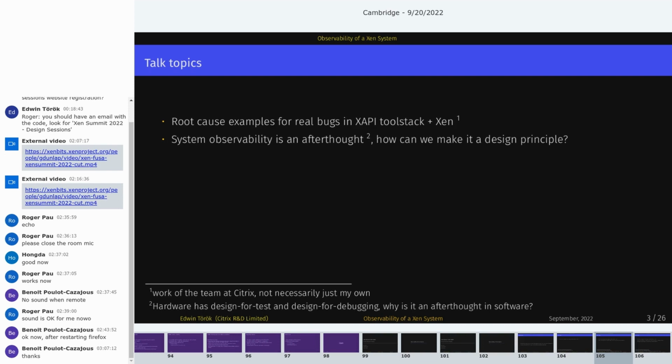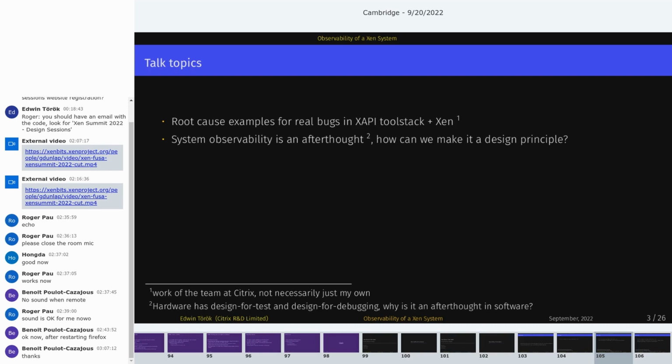a system? Because in the case of XenServer, observability is a bit of an afterthought. There are some features, like RRDs, that you can use to monitor various metrics. And then, of course, you can SSH into the system and debug it yourself. But the individual components and the toolstack as such don't really have observability or debuggability at their core, or it's not usually part of the design.